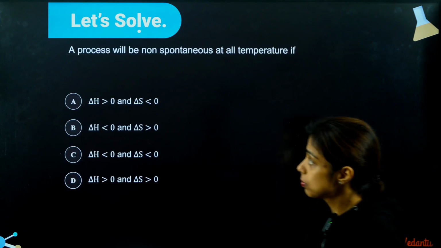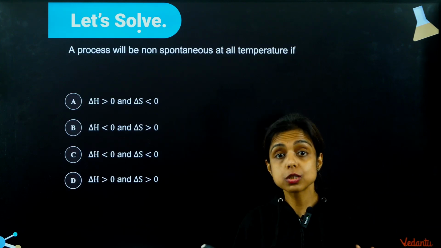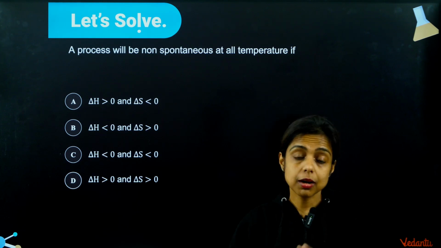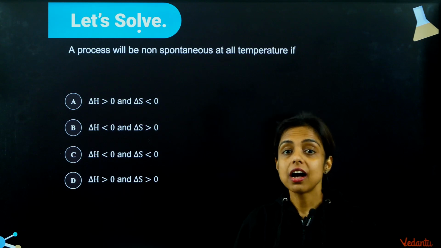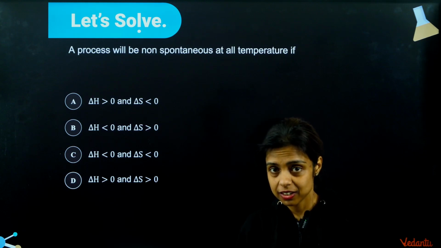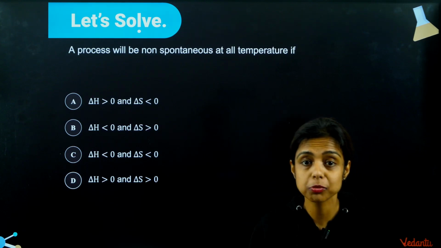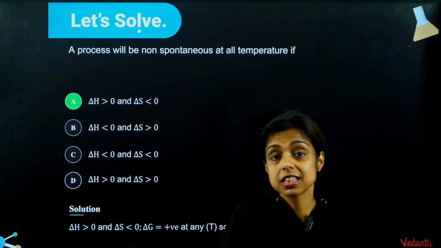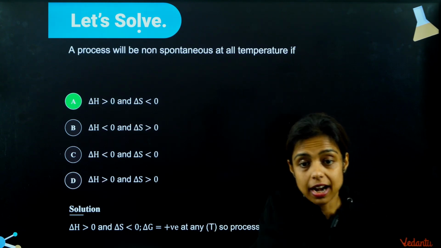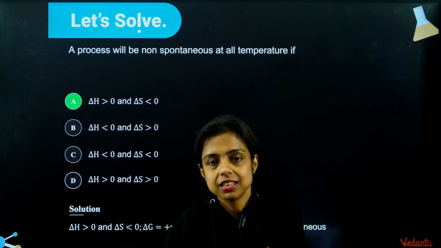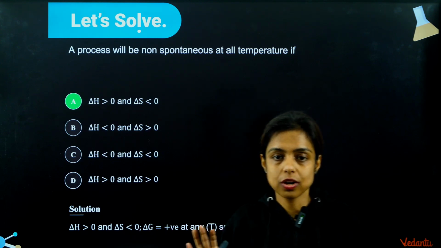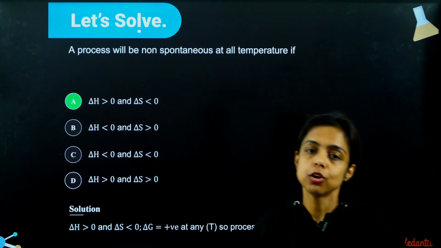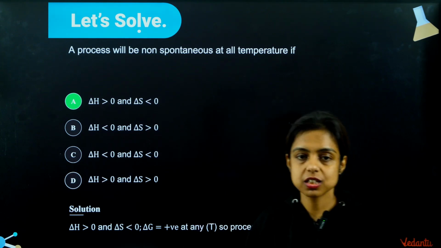Now the next question. A process will be non-spontaneous at all temperatures. When will a process be non-spontaneous? If in a process the energy is increasing and the entropy is decreasing, then it will be non-spontaneous at all temperatures. So if your enthalpy of the reaction is increasing, that means delta H is positive, and entropy is decreasing, that means delta S is negative, then your reaction cannot be spontaneous. It will be non-spontaneous, right? So indeed the answer we'll mark is A.